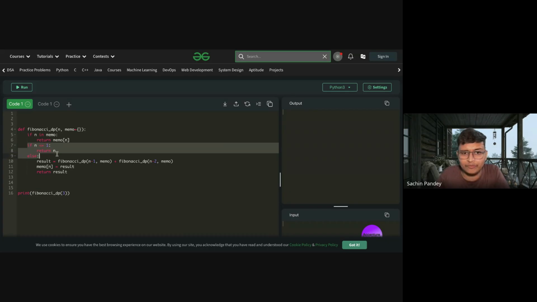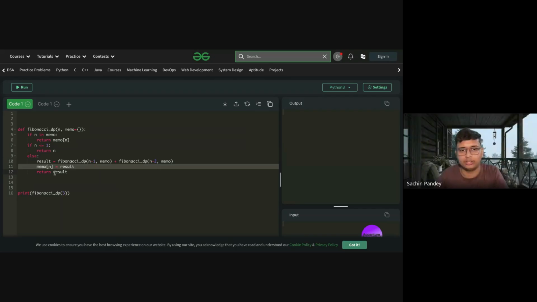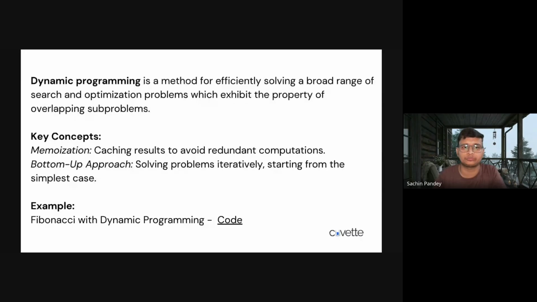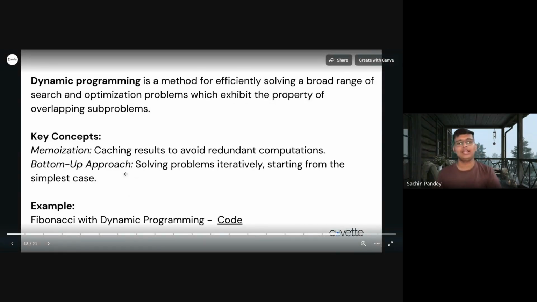If not, then we calculate the result, and then we store it in memo. That is, I have calculated it, I will store it, and later if I come with the same n value, I will use it. Okay, so this is how memoization works.